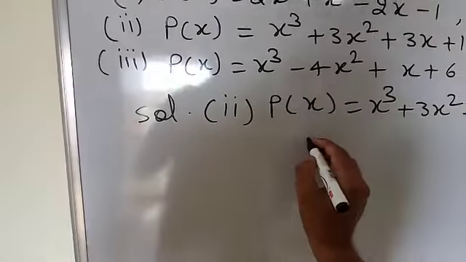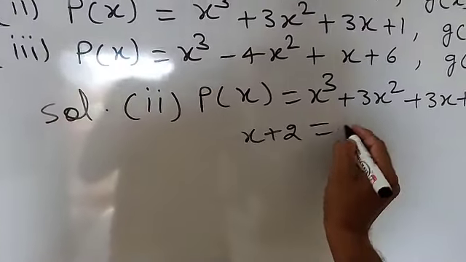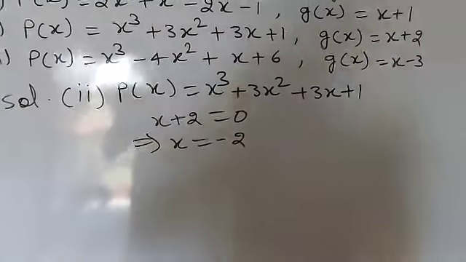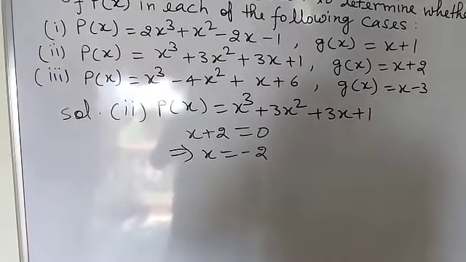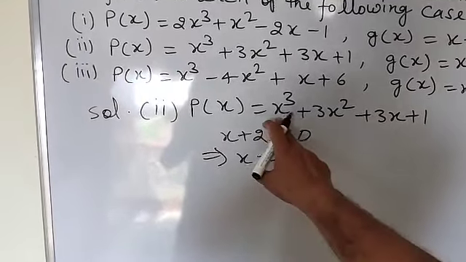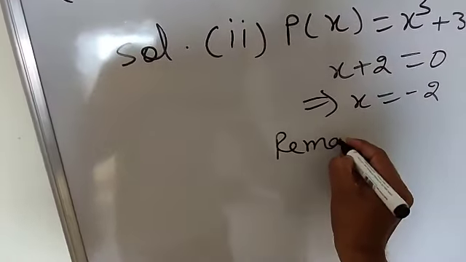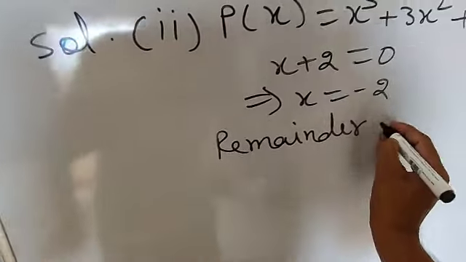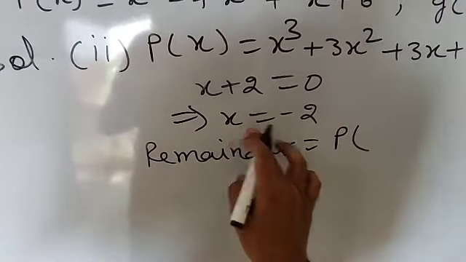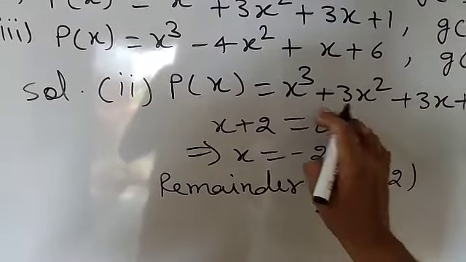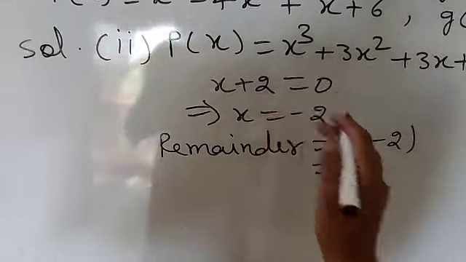So here you will put the divisor x plus 2 equal to 0. It shows that x equals -2. So x will be replaced by -2 in p(x). So remainder equals p(-2), since the x value is -2. Now here it is the polynomial, so replace the value of x by -2.